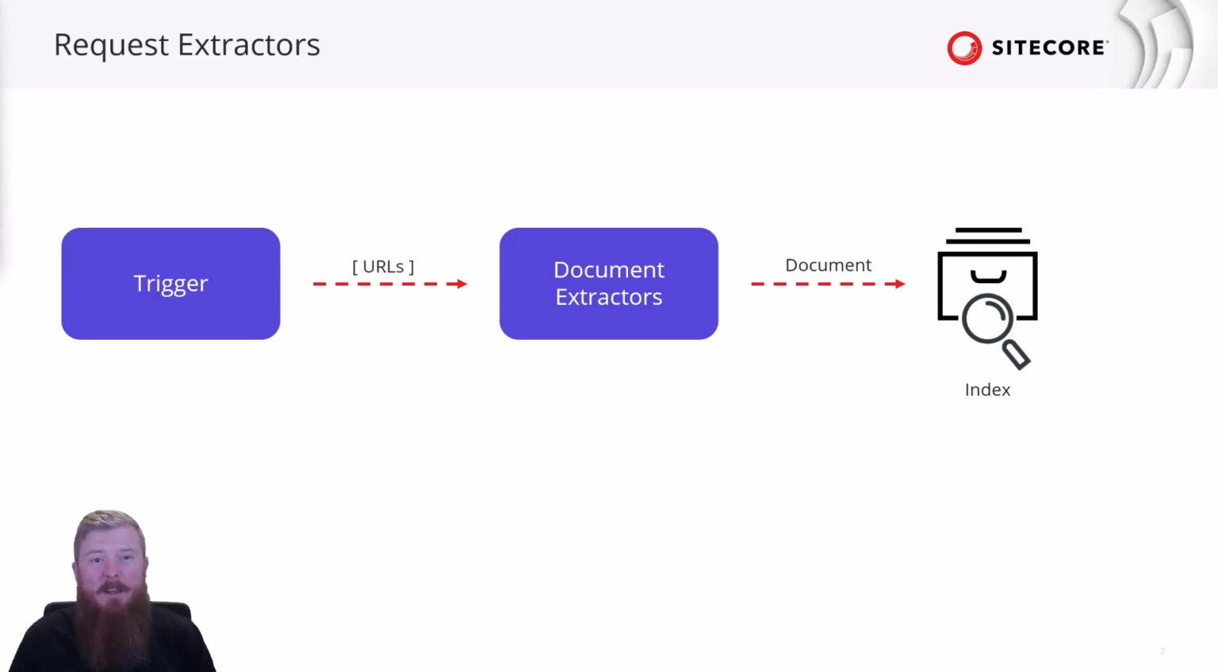Once that list is generated, these URLs are passed to the document extractors. These will then call the URLs, request the data from them, and that data is then used to build up the document to be stored in the index.